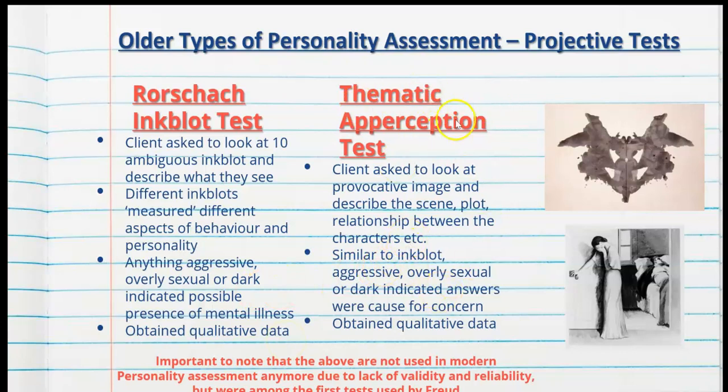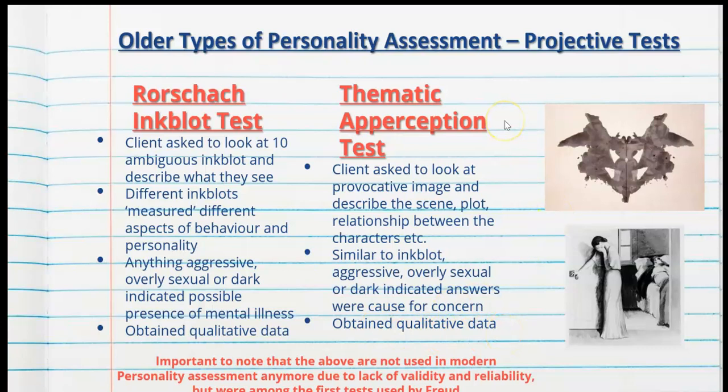Very similar to that was the thematic apperception test. The client was asked to look at a provocative image and describe the scene, the plot, the relationship, what's going on. And again, this is an example of a thematic apperception test here. Very similar to the ink blot, any aggressive, overly sexual or dark responses indicated cause for concern and a possible indicator of a mental illness. And again, qualitative data was obtained.